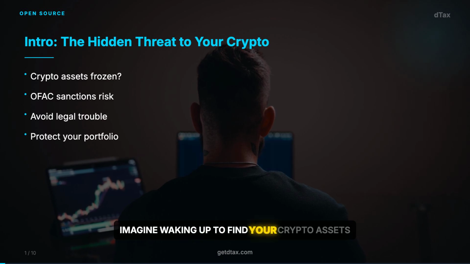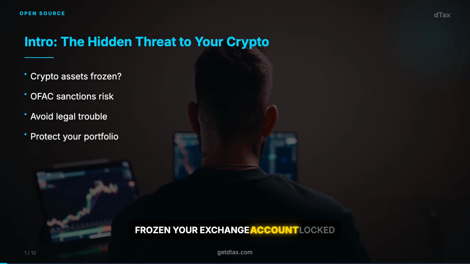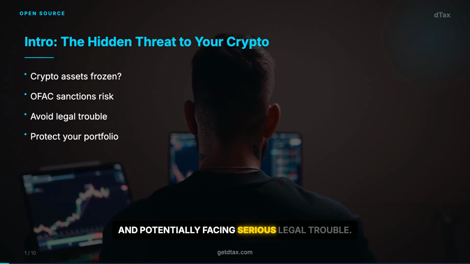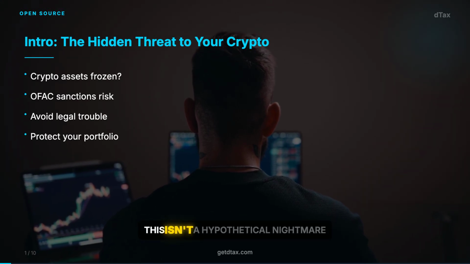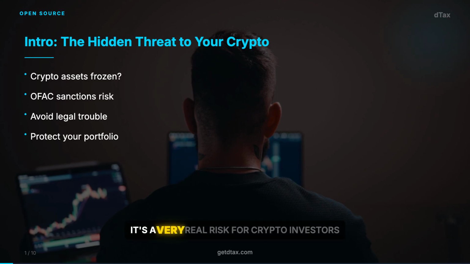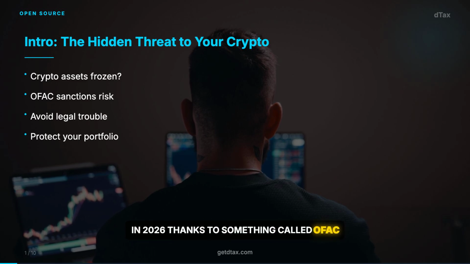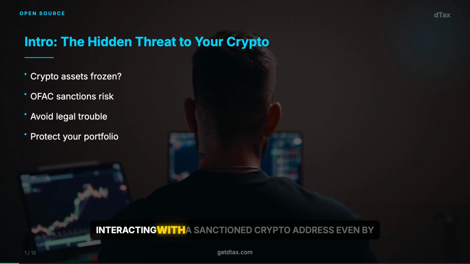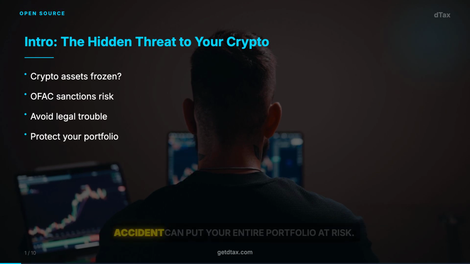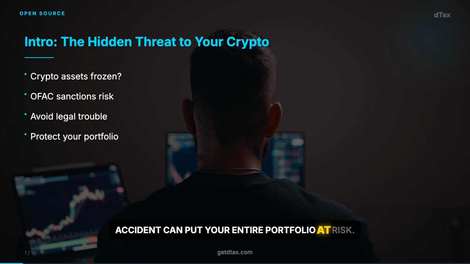Imagine waking up to find your crypto assets frozen, your exchange account locked, and potentially facing serious legal trouble. This isn't a hypothetical nightmare, it's a very real risk for crypto investors in 2026, thanks to something called OFAC Sanctions. Interacting with a sanctioned crypto address, even by accident, can put your entire portfolio at risk.